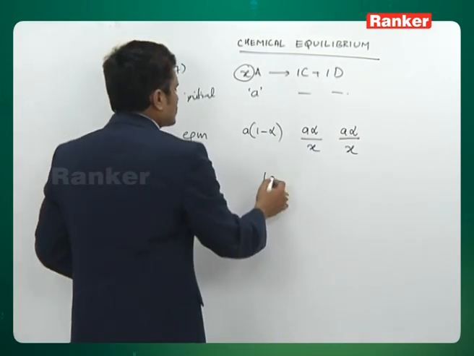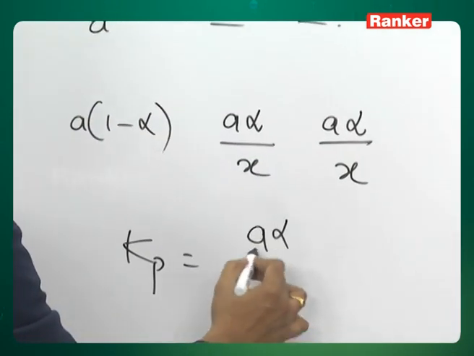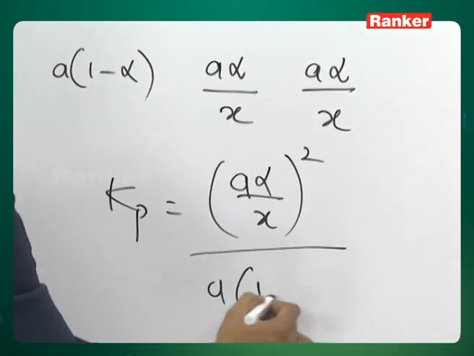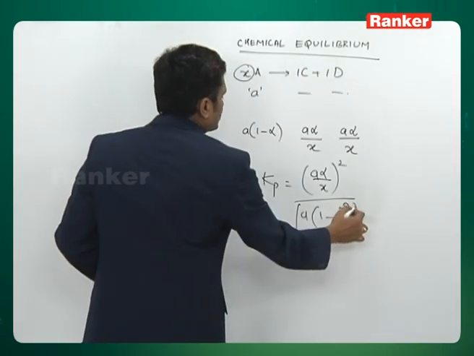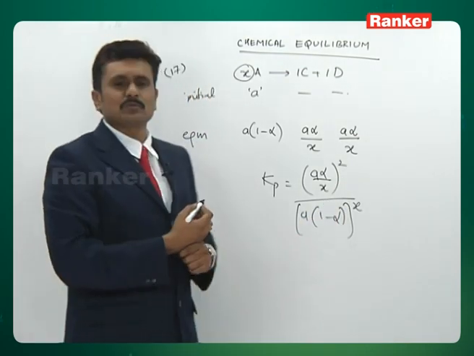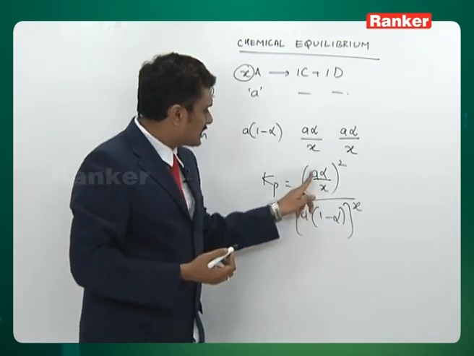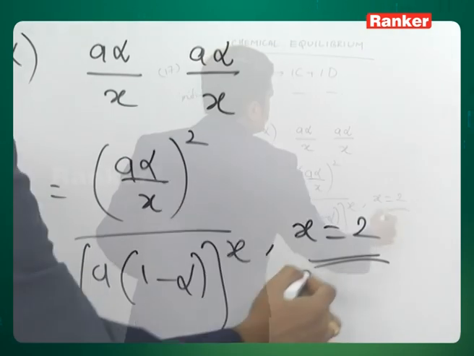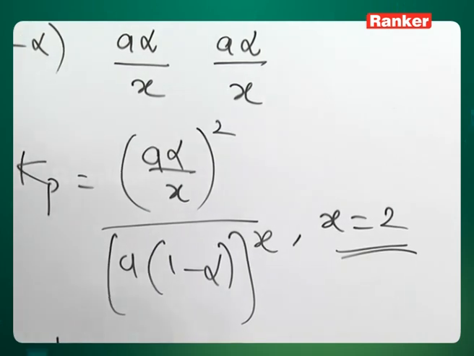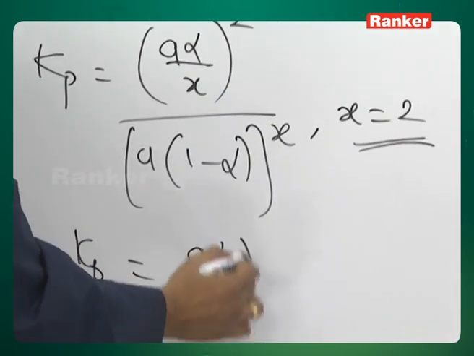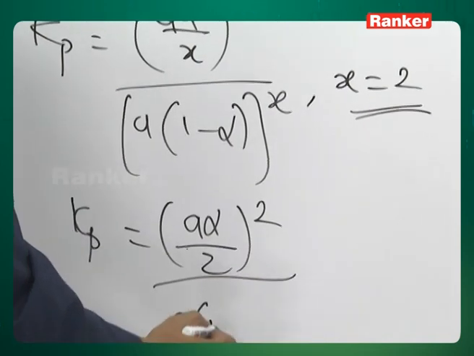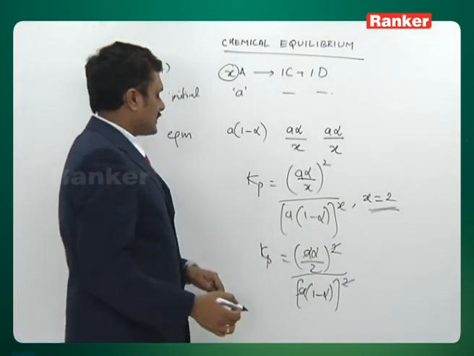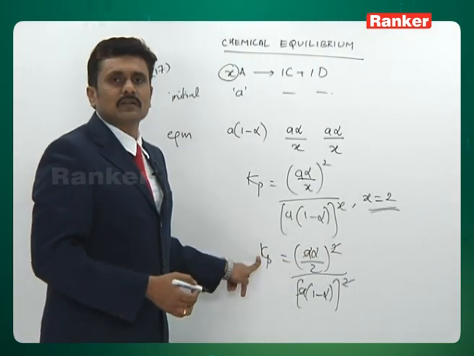Now when I write the equilibrium constant Kp, you can see A alpha by x into A alpha by x, that is whole square, divided by A into 1 minus alpha whole to the power x. Now you want this expression to be completely independent of the term A, the initial concentration. Then for that, the x needs to be taken as 2, because when I take x to be 2, it will become A alpha by 2 whole square divided by A into 1 minus alpha whole square. This A term gets cancelled completely, and your alpha will be dependent only upon the Kp.